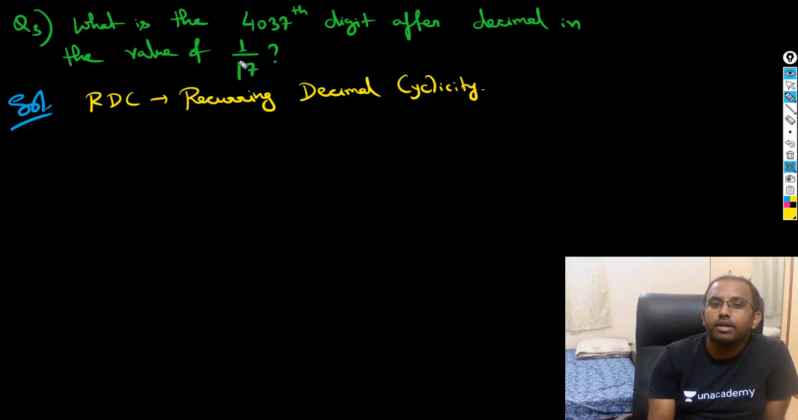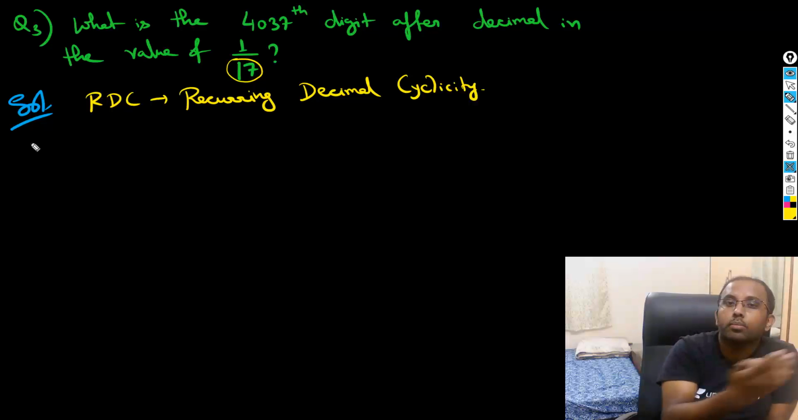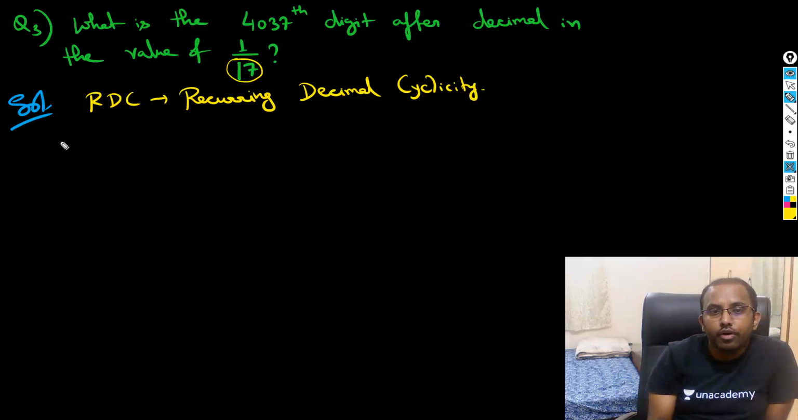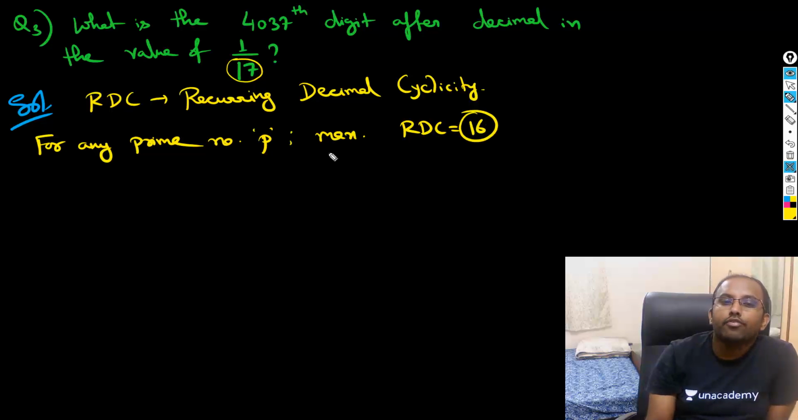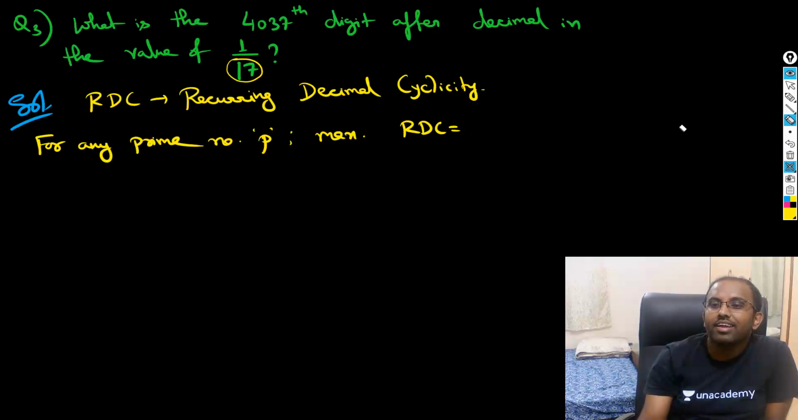For any prime number p, its maximum RDC is p minus 1. That means after that many digits, it ought to repeat all the values. In this case, 17 minus 1, 16.